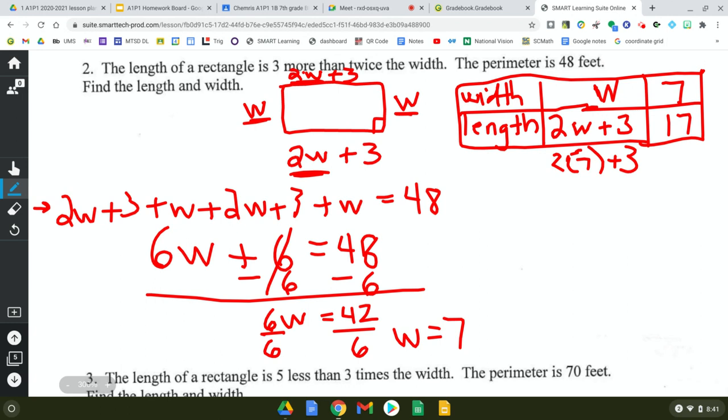So now the thing I like about my little chart is you've answered the question, because the question wants to know the length and width. A common mistake is to stop here, but you haven't answered the full question.